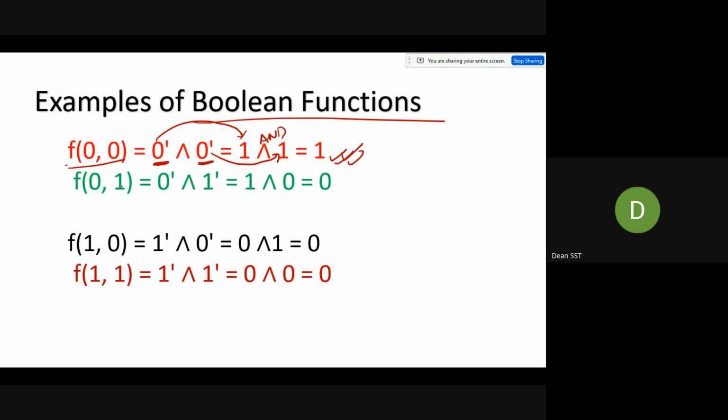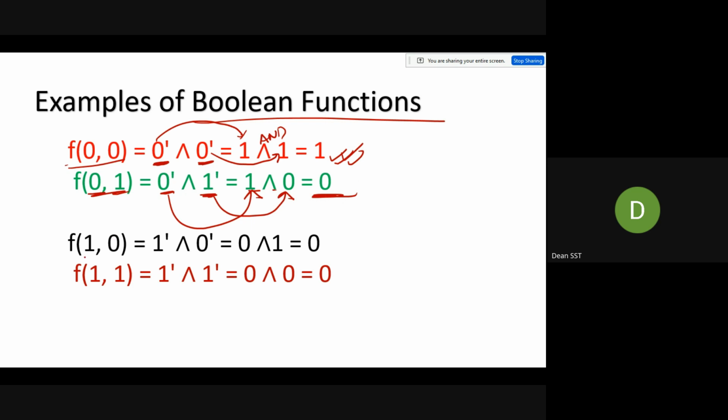Fine. Your function can be 0, 1. So 0 ka complement and 1 ka complement. So 0 ka complement is 1. 1 ka complement is 0. 1 and 0 is equal to 0. So you can have different types of functions.